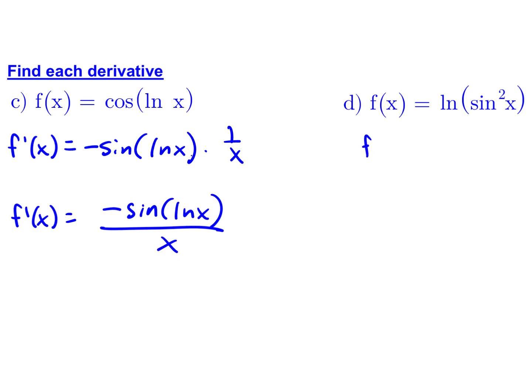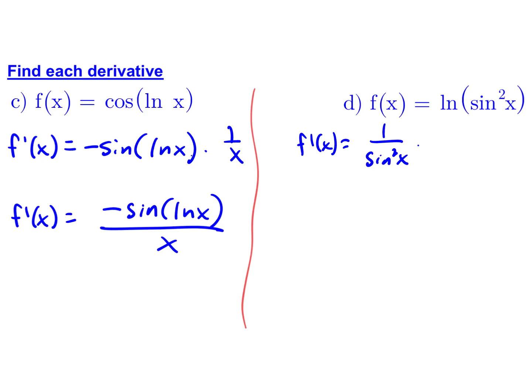I have f prime of x. This is 1 over sine squared x, because the derivative of the natural log is 1 over x. But then I have to multiply by the derivative of sine squared, which is going to involve the chain rule a couple times. So I'm going to slide this over a little bit and then separate that. So what that means is I'm going to take the derivative of sine squared x.